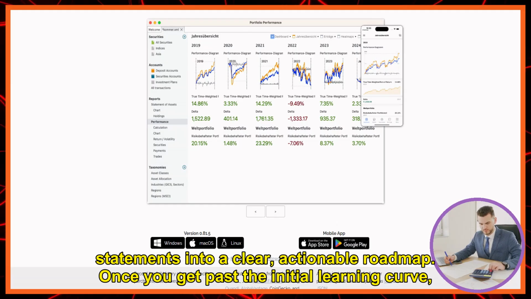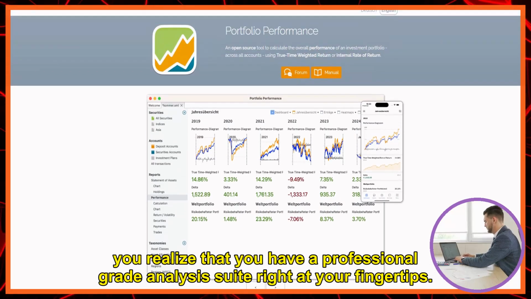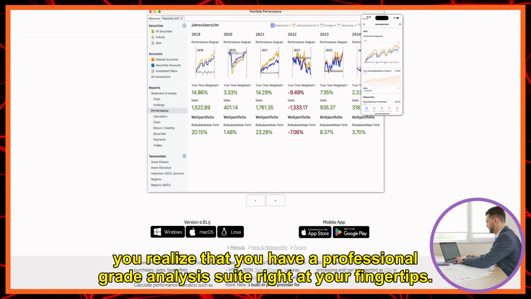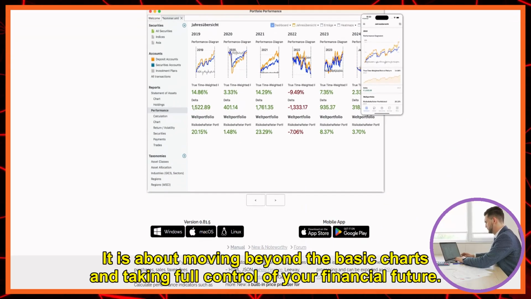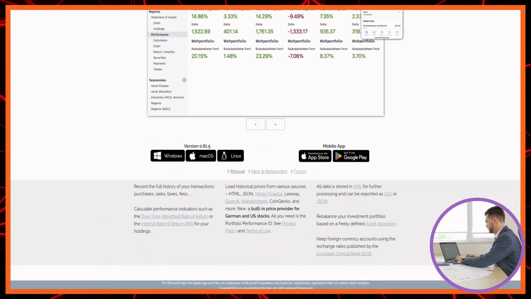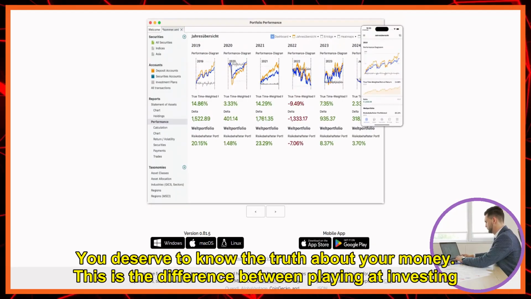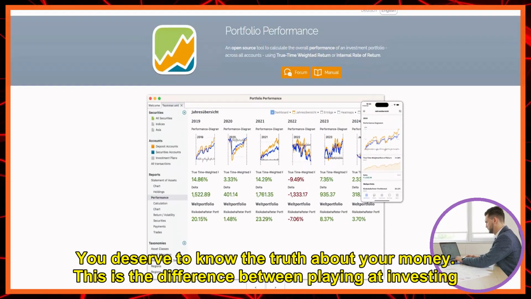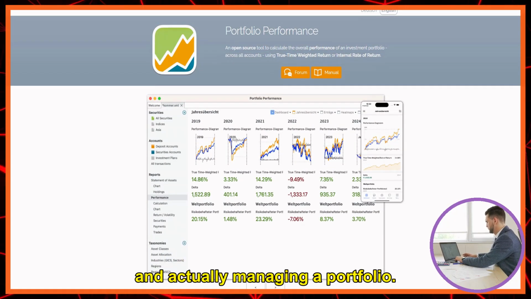Once you get past the initial learning curve, you realize that you have a professional-grade analysis suite right at your fingertips. It is about moving beyond the basic charts and taking full control of your financial future. You deserve to know the truth about your money. This is the difference between playing at investing and actually managing a portfolio.